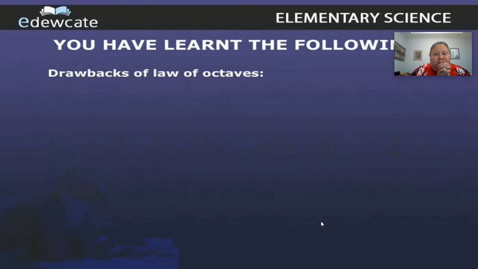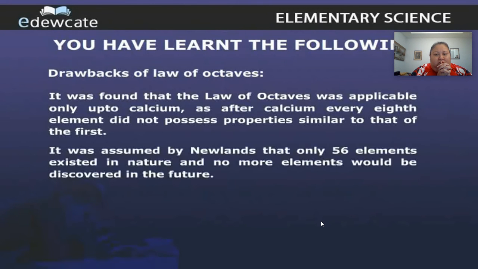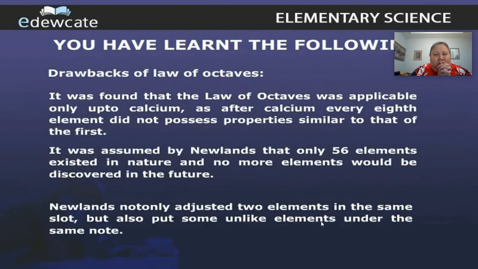Drawbacks of law of octaves. It was found that law of octaves was applicable only up to calcium, as after calcium, every 8th element did not possess properties similar to that of first. It was assumed by Newlands that only 56 elements existed in nature and no more elements would be discovered in future. Newlands not only adjusted 2 elements in the same slot, but also put some unlike elements under the same note.